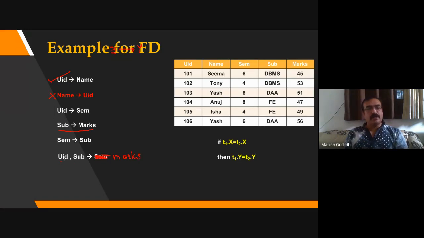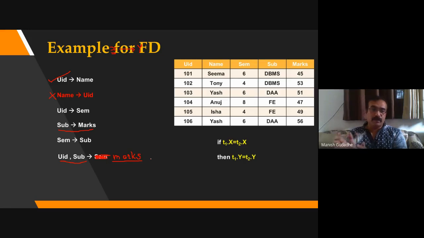So can UID and subject together determine marks? Yes. Roll number 101. How many marks has roll number 101 scored in DBMS? I have information about UID, I have information about subject, so I can get the marks correctly. So UID plus subject can together determine marks.